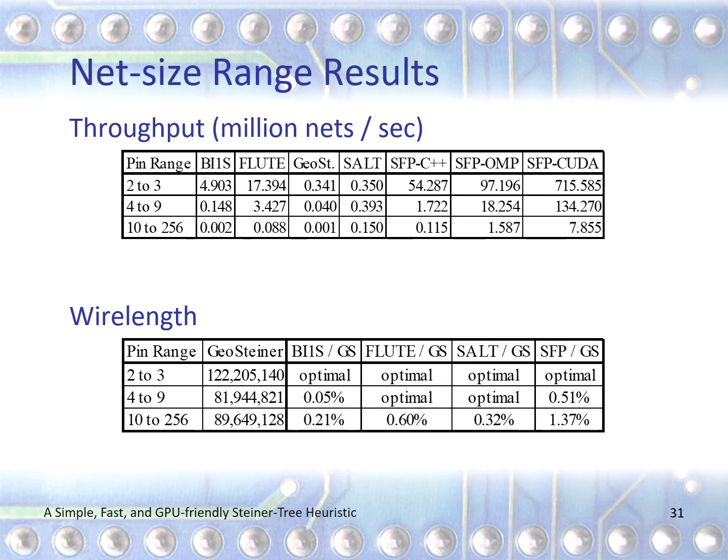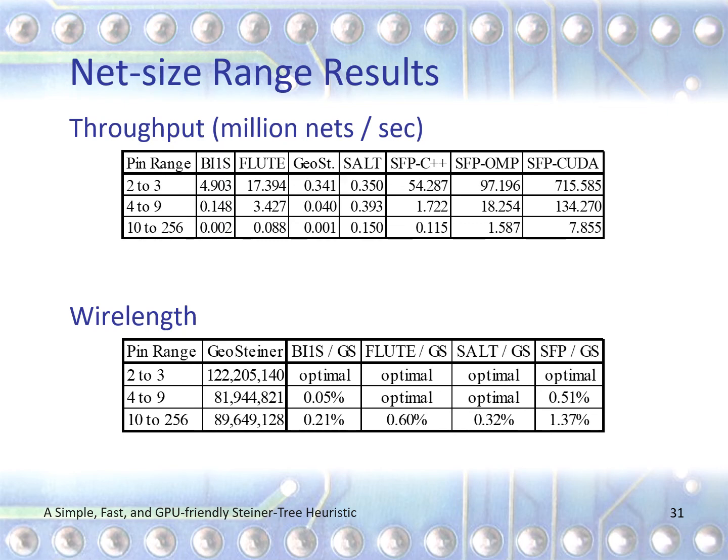We wanted to look at the wire length and throughput for different net size ranges by themselves. To this end, we classify nets with 2 to 3 pins as small, 4 to 9 pins as medium, and 10 to 256 pins as large. Both tables report the geometric mean over all inputs. For wire length, we follow the same relative to optimal reporting as the previous wire length slide.